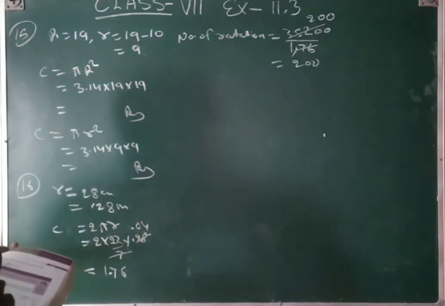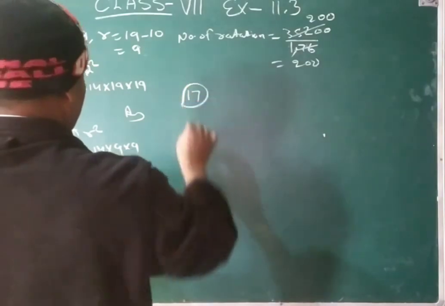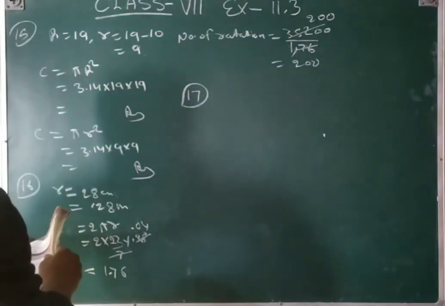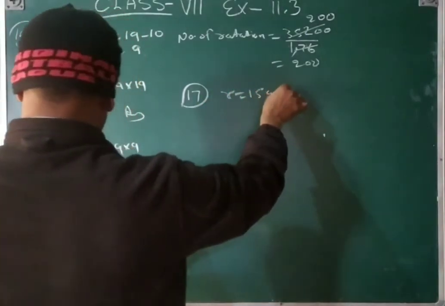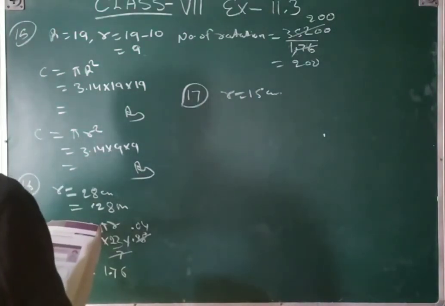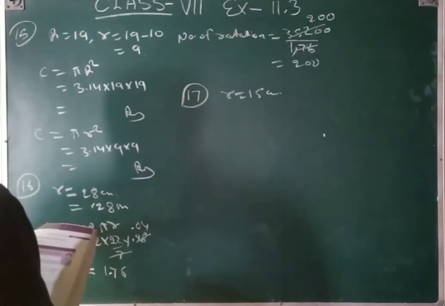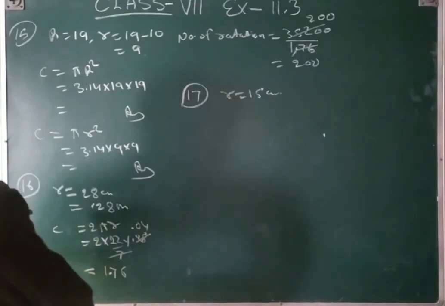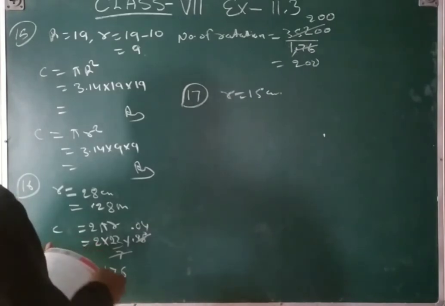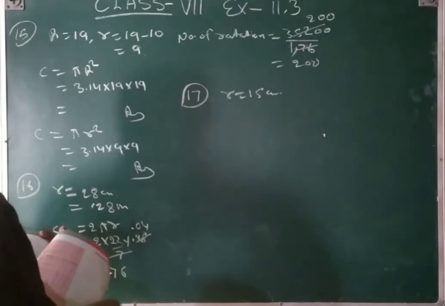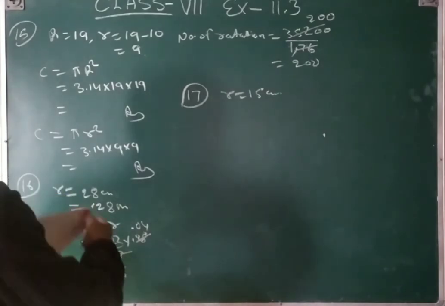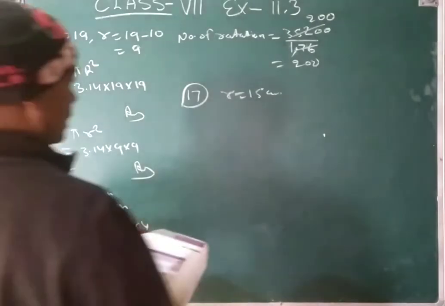And then 17th question: the minute hand of a circular clock is 15 centimeter long, so that is a radius of 15 centimeter. How far does the tip of the minute hand move in 1 hour? We will see the 16th question also, that is just looking like that, 200 times, yes. So first of all we will find the circumference of that one.